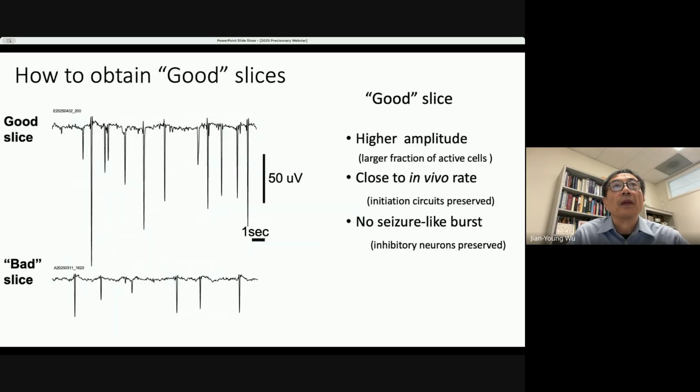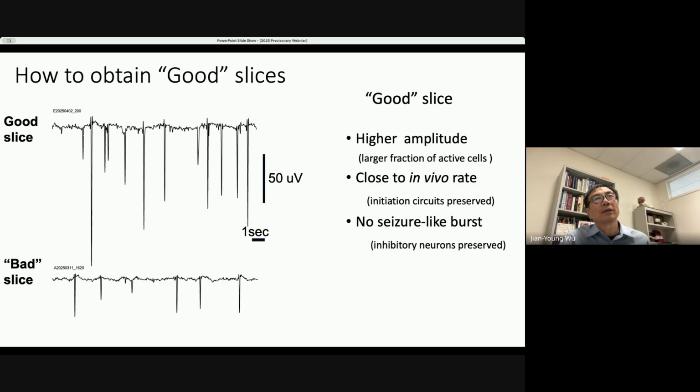Okay. So now we will shift gears a little bit and talk about how to get a good slice, a slice with good sharp waves. Basically, when you cut the slices with a vibratome or compresstome, you cannot see whether the slice is good or bad.